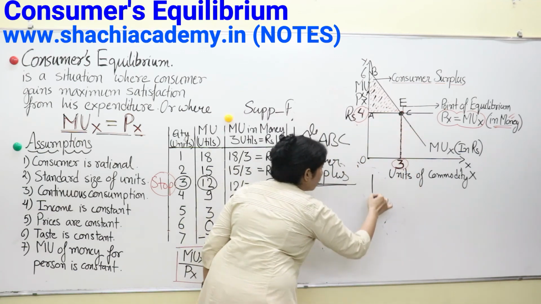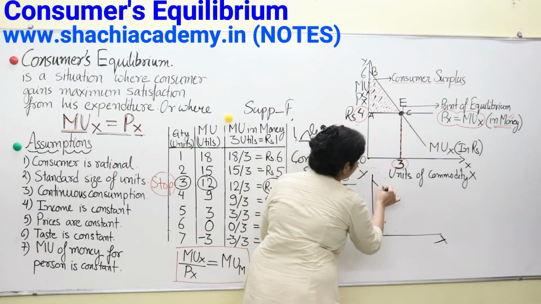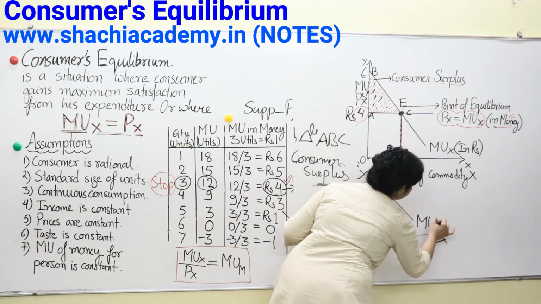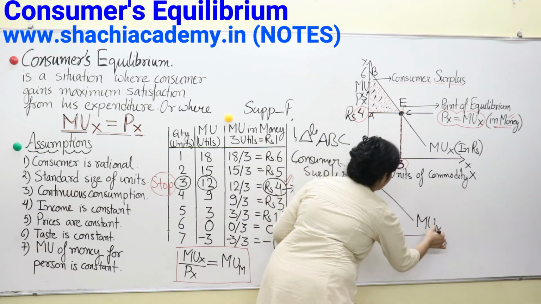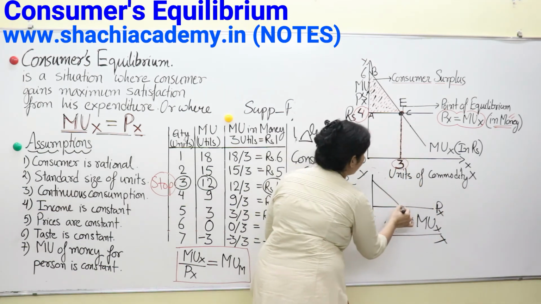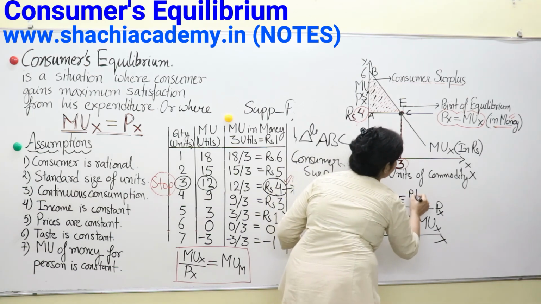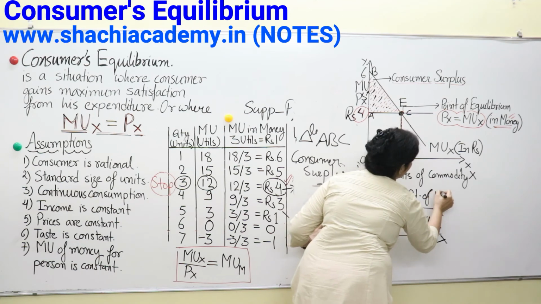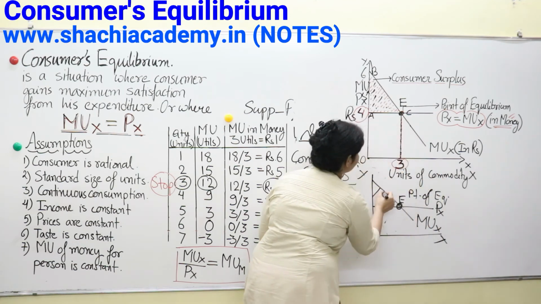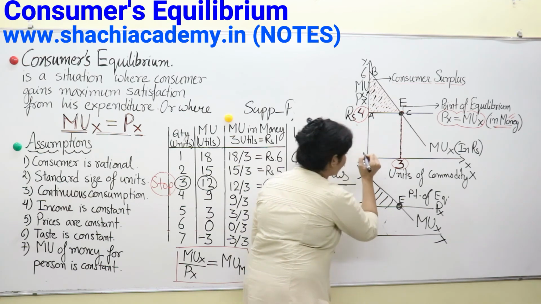Just make the x-axis, y-axis, make the marginal utility line. This is the marginal utility line of X, and this is the price of X, the price line. So here both of them are equal. This is E or the point of equilibrium or consumer's equilibrium, and this is your what? Consumer surplus. Right? This is very clear.